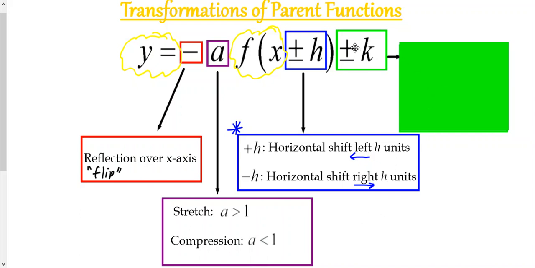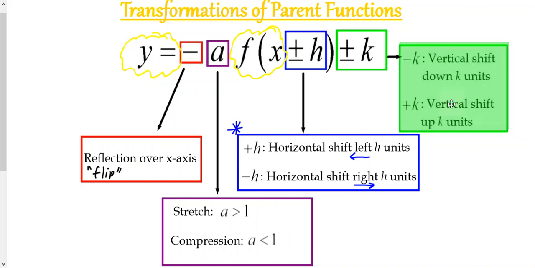And finally, at the end, if we add or subtract a number at the end of the parent function, that is our vertical shift up and down. And this one is pretty straightforward. If we subtract a number at the very end, we move down k units. So if it's a minus 3 at the end, you went down 3 spaces. And if it's plus k, we move up k units. So if it was plus 3 at the end, we would move up 3 spaces.